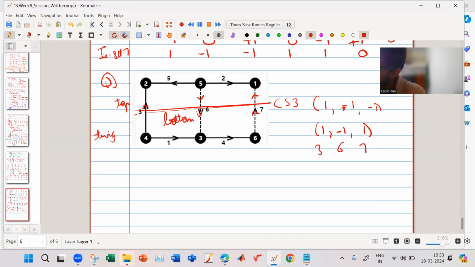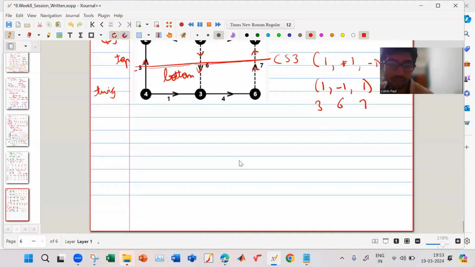Okay, sir. Sir, what if we do the cut set for fourth twig? What if we do the cut set for 4? Okay, for cut set 4. Now the cut set must divide it into 2. Okay, it must divide into 2.